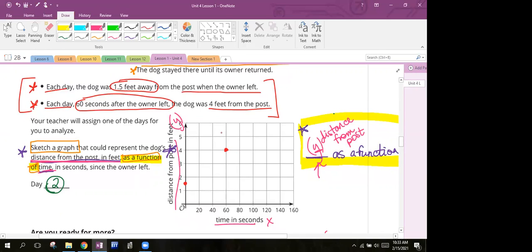So even on whatever day you choose, day 1 or day 3, you will have to have those 2 points, because that happened each day.